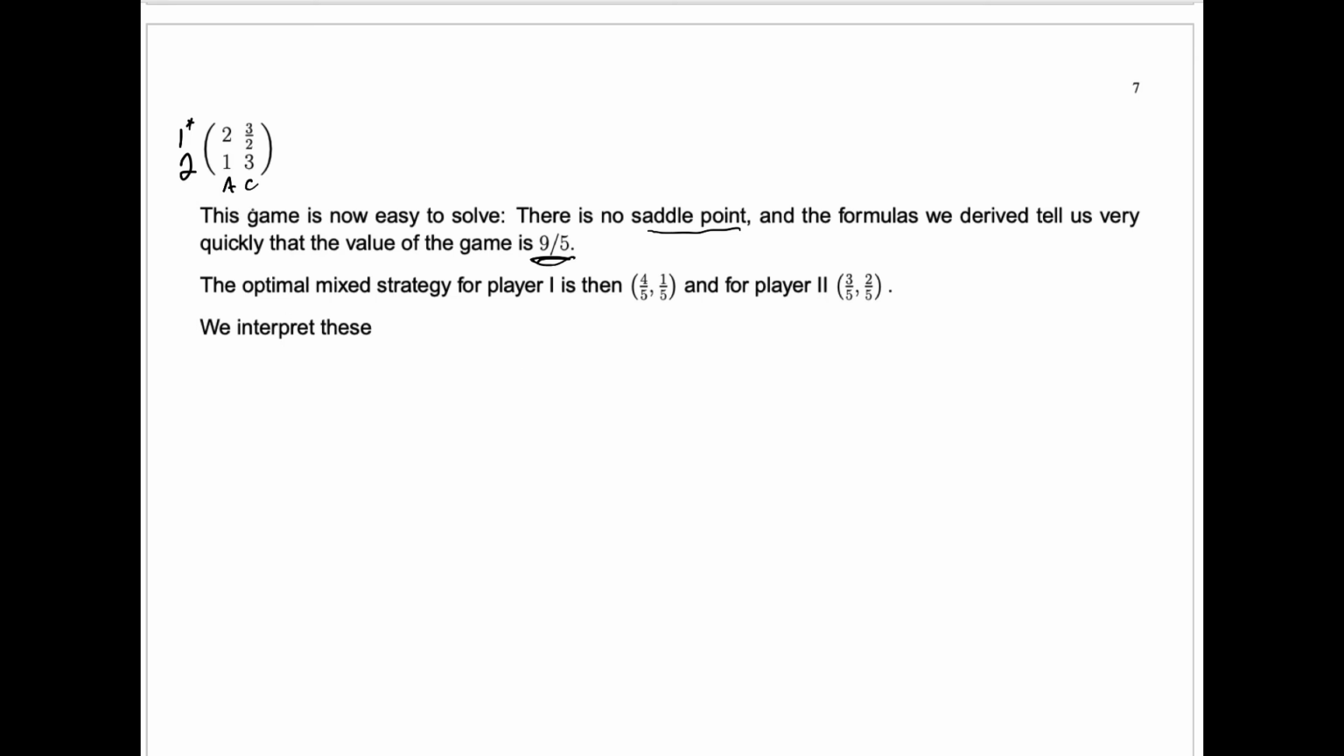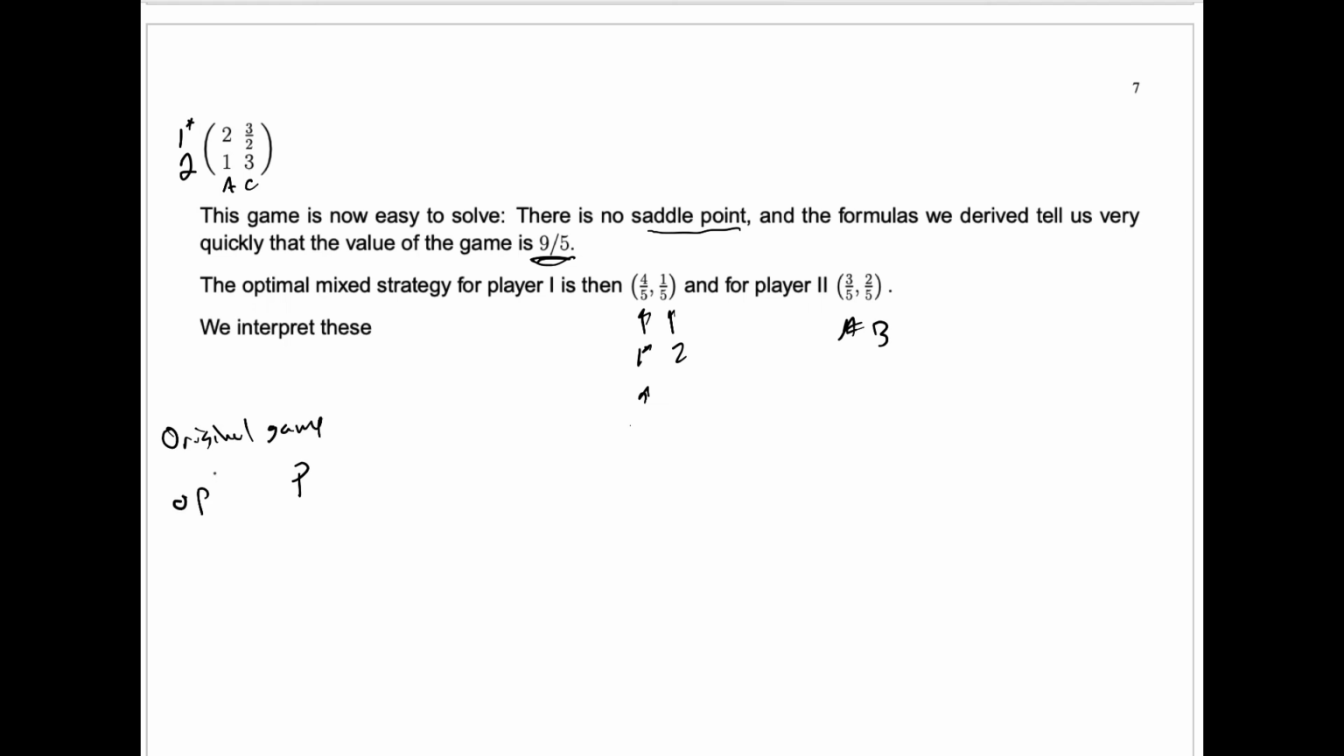We can then again apply the formulas for the optimal mixed strategies. For player 1, it would be 4/5 for row 1-star, and 1/5 for row 2, and for player 2, it would be 3/5 for choice A and 2/5 for choice C. Now, how does that translate into the original game? Remember, 1-star was half the time play 1 and half the time play 3. So what does that mean for our original P in the original game?